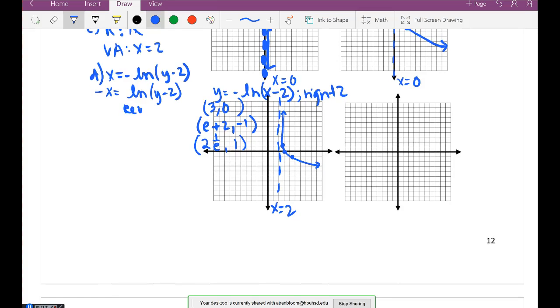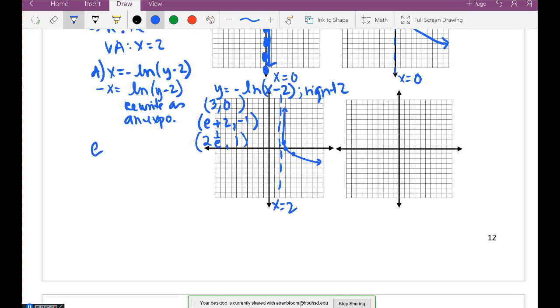Very good. So rewrite as an exponential function, okay? How do I rewrite a log function as an exponential? Because that's what the video was last night. What base do we have here, class? Perfect. Okay. So now what? You know what the base is. How do I rewrite as an expo? No, not e to the y. You're close. E to the, Maddie? E to the negative x equal to what? Y minus 2. Perfect.